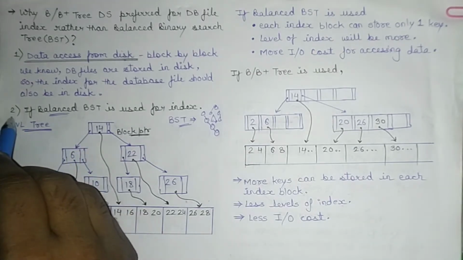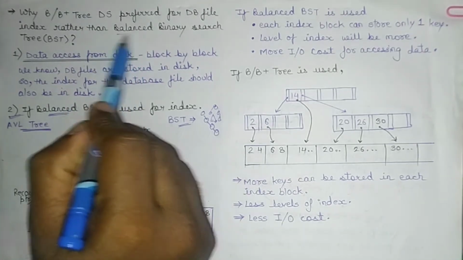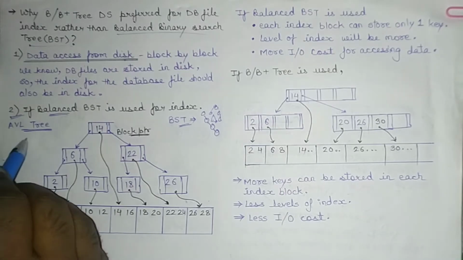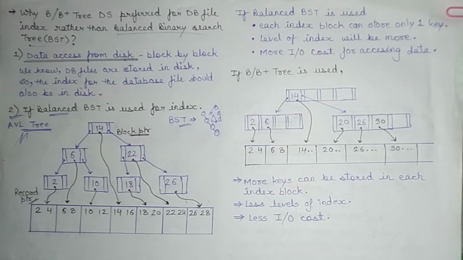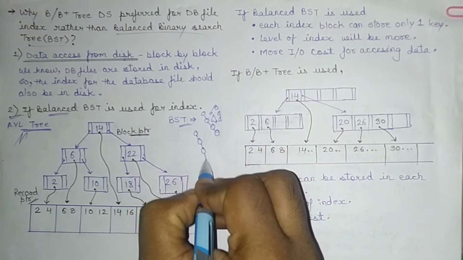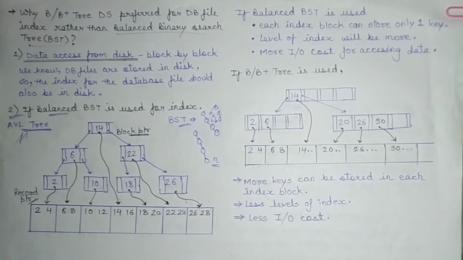Here the main story starts from this second point. If we are using the balanced binary search tree, let us consider that we are using the AVL tree. You might have one doubt: why are we using the balanced binary search tree instead of a general binary search tree? In a general binary search tree, in the worst case we can have a height of n, right? If it is a left-sided or a right-sided tree.